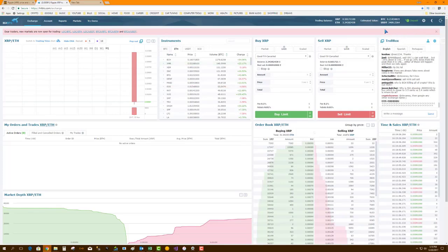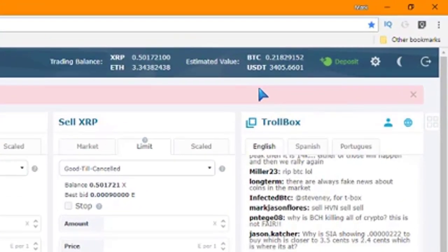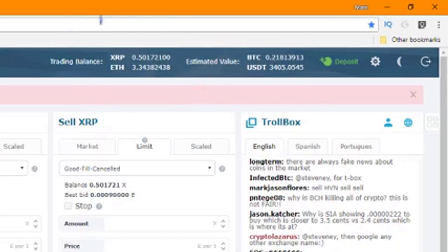And how we talked about how you had a main balance and a trading balance. So up here it tells you the estimated value of your account, and then it tells you the amount that you have that you can trade at this moment.